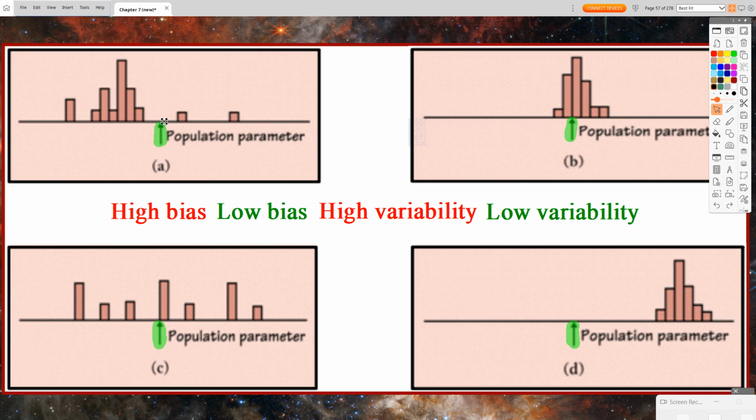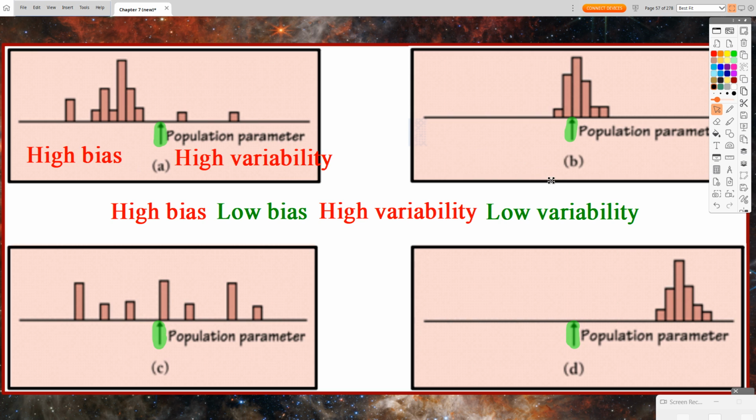For A, if you look at our sampling distribution, it doesn't look very centered on our arrow here. It looks like the mean, the center of our sampling distribution, is to the left of the true population parameter value. So I would say we have high bias in this situation. We're off center. Now, in terms of variability, do we have a small amount of spread or a bigger amount of spread? When I look at this sampling distribution, it's stretched out pretty wide. So I would say this is high bias with high variability, and this is definitely a situation that we don't want to have in a sampling distribution.